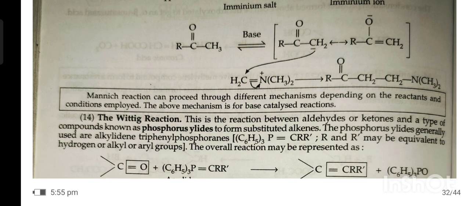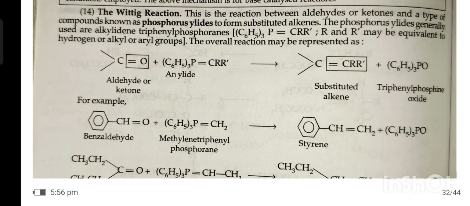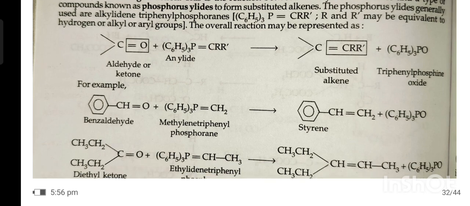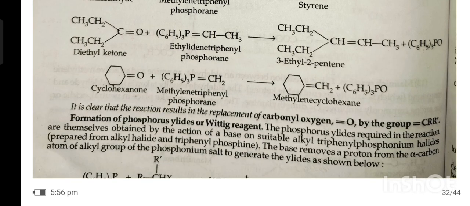14. The Wittig reaction. This is a reaction between an aldehyde or ketone and a type of compound known as phosphorus ylide to form substituted alkenes. The phosphorus ylides generally used are alkylidene triphenyl phosphoranes. R and R dash may be equivalent to hydrogen or alkyl or aryl group. The overall reaction may be represented as, for example, benzaldehyde plus methylene triphenyl phosphorane gives styrene. It is clear that the reaction results in the replacement of a carbonyl oxygen by the group CRR.